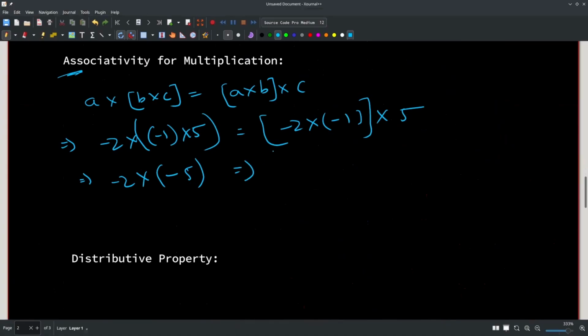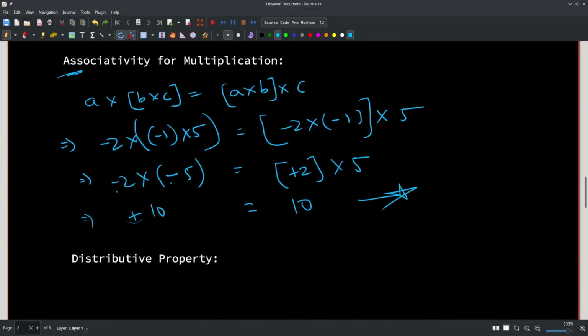Now let's check the other one. Minus 2 into minus 1: minus into minus is plus. Both are the same, so you'll get plus 2 into 1 is 2, into 5, which is the last number. Both have the same signs, hence your answer will be positive. 5 into 2 is 10. Over here you have both positive, 5 into 2 is 10.